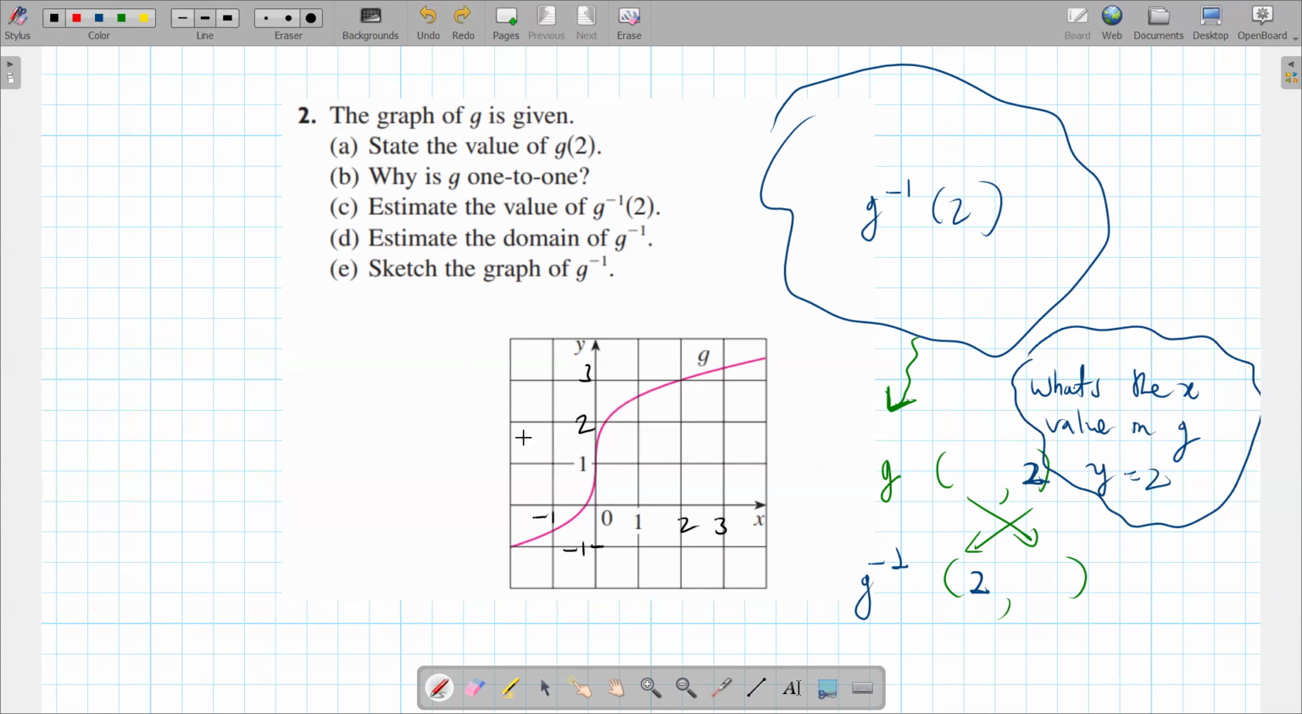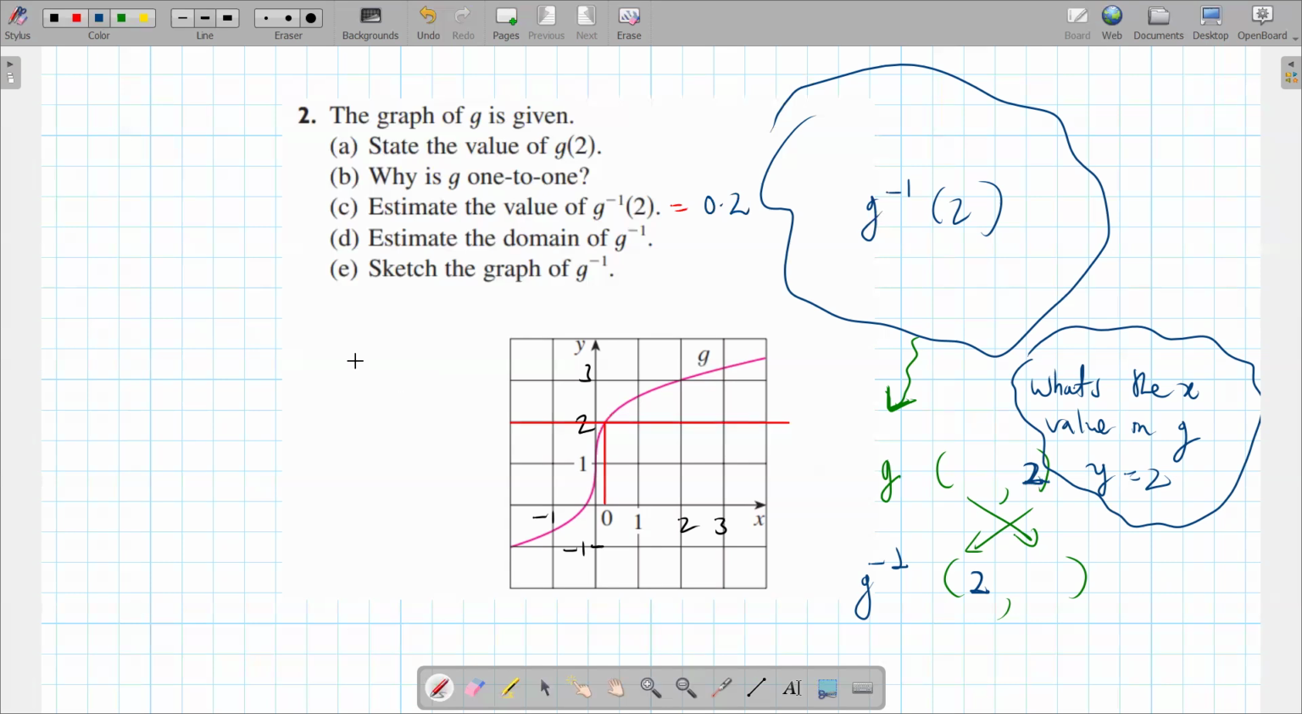So your Y value of 2 is here, right? Now the only X value that gives me a Y value of 2 is right here. It says estimate, so you don't have to be super precise. I'm going to say that's around 0.2, because it looks like it's a fifth of that box. So we're going to say it's 0.2. Did that make sense?